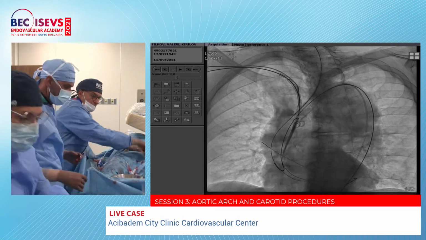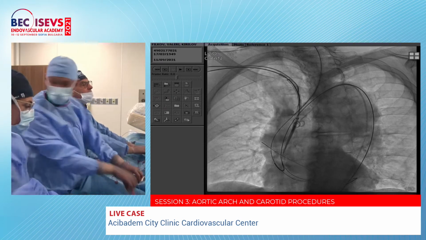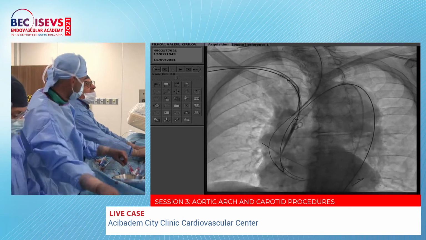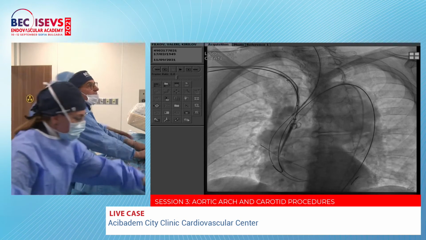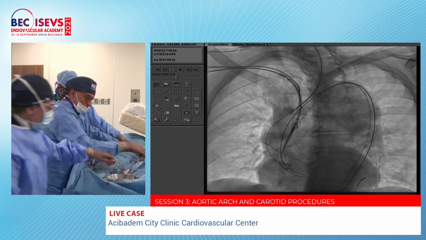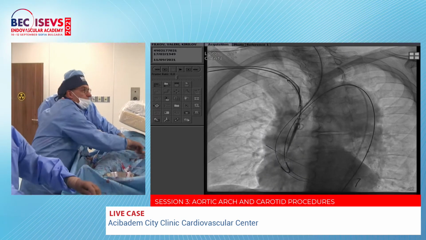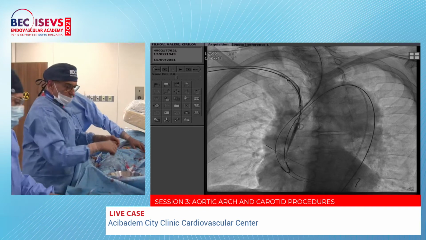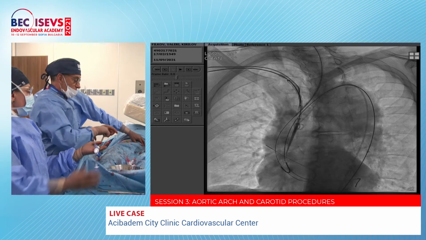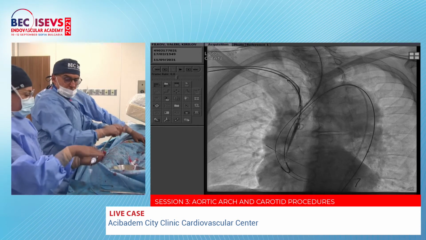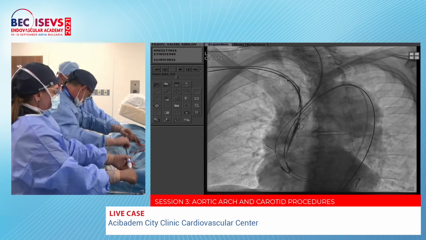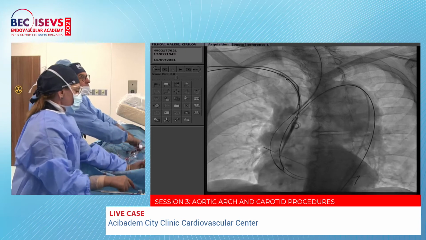Okay. So you see the Lunderquist wire is in the left ventricle. You probably know this is the most supportive one of all the supportive wires. We are putting now a large sheath. It's 20 French? Yes, 20 French. It's a 20 French femoral sheath on the Lunderquist.